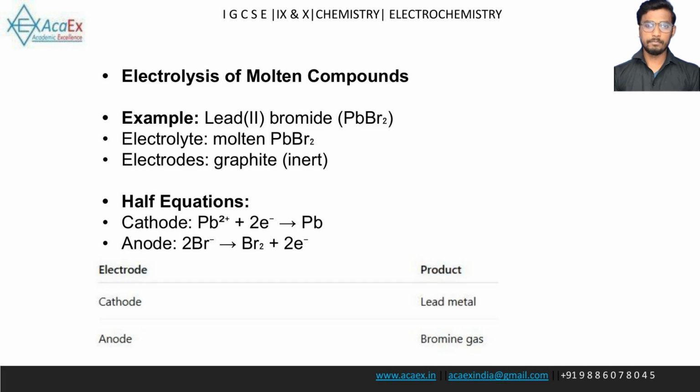Electrolysis of molten compounds. Here is the example of molten lead-2-bromide with the chemical formula PbBr2. The electrolyte is molten lead-2-bromide. The electrodes are made of inert graphite.